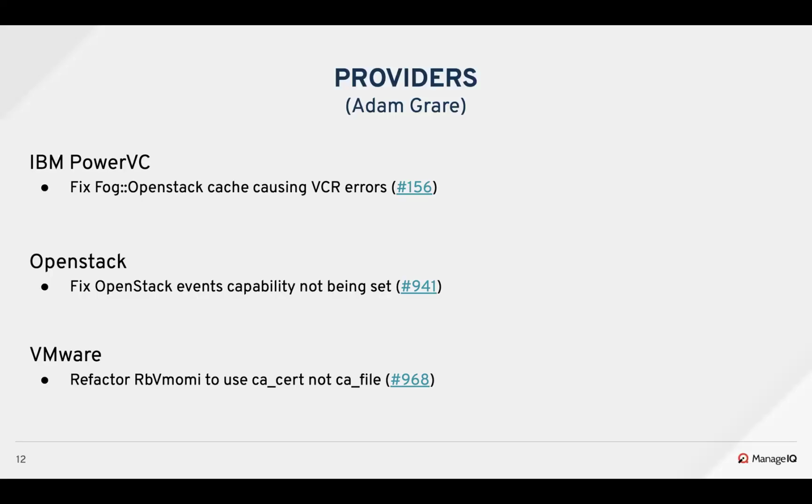And finally, for VMware, we've refactored the use of CA cert. Previously, you could only provide a file path, and for certs which were being provided and stored in the database, we had to write to a temporary file and then clean them up on a logout, which was just onerous. So we added support to RBVMOMI to take a string of the CA cert, and that cleaned that up quite a bit. That's it for providers. Over to Joe.